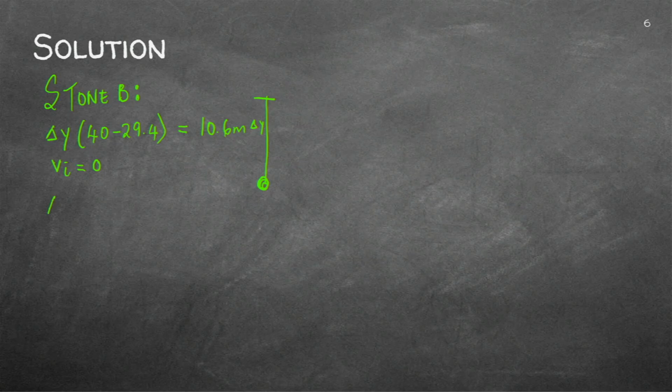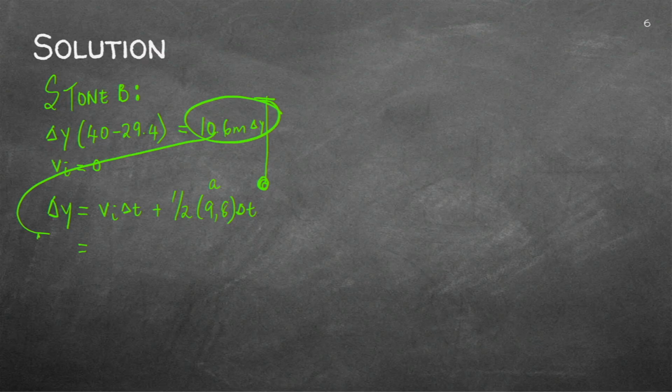So we've got delta Y equals Vi delta T plus a half 9.8 delta T. Remember, that's your a. I can calculate and I can substitute 10.6. I know it was dropped, and I know this is 4.9 delta T. Oh, it's delta T square. Don't make the same mistake as I did.